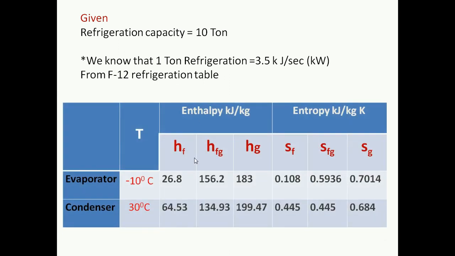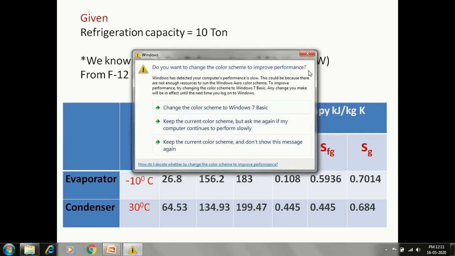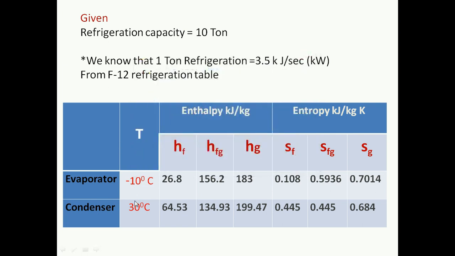This is the table you want to prepare. The table is like this. This is the evaporator temperature, condenser temperature. At these temperatures you want to note down the latent heat, total enthalpy, sensible entropy, latent entropy, and then Sg. You know the definitions of all these things.